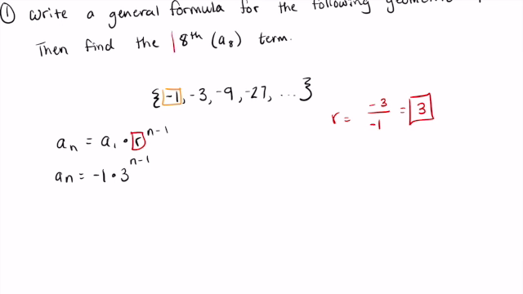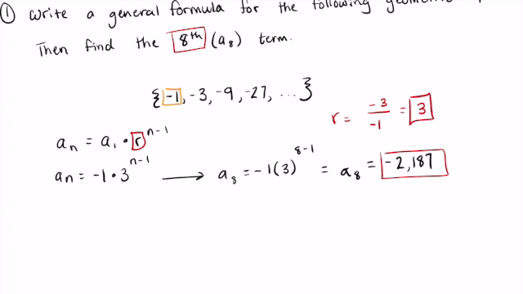Now, the question asks us to find our 8th term, so I am simply going to use my general formula and say a sub 8, or my 8th term, will equal negative 1 times 3 raised to the 8 minus 1 power. When we plug this into our calculator, we are getting that a sub 8, our 8th term, equals negative 2,187.